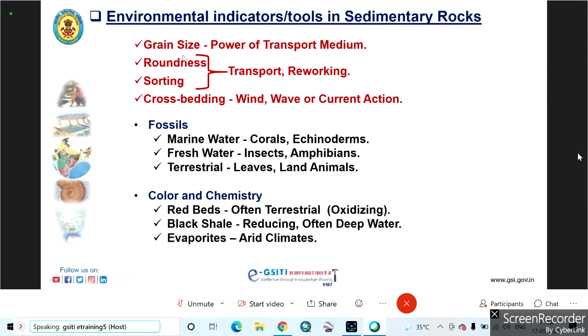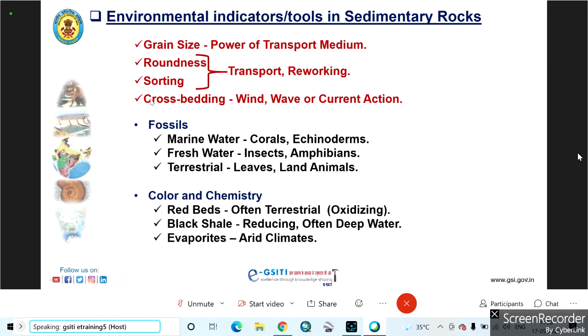Those are the grain size. Grain size defines the power of the transport medium. Then next is the roundness and sorting. These are the criteria of the sedimentary textures, which will be explained in more detail in the sedimentary texture lecture. So what is the importance of this sedimentary texture, and how is it helpful in defining the paleo-depositional environment?